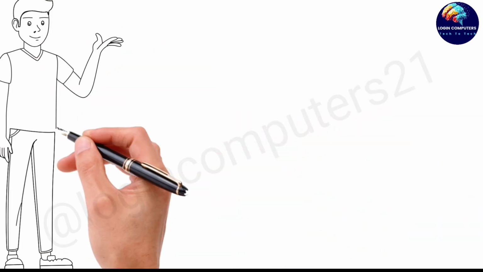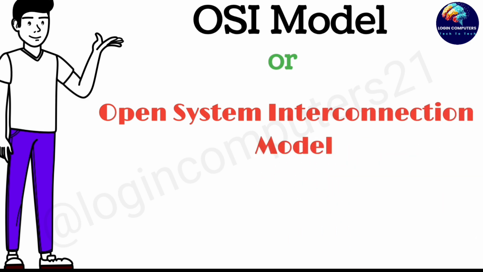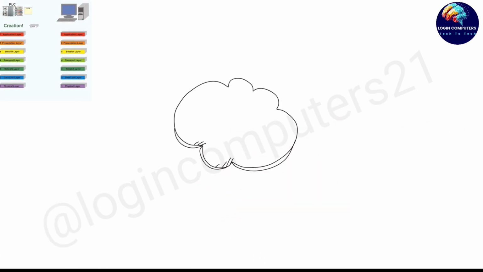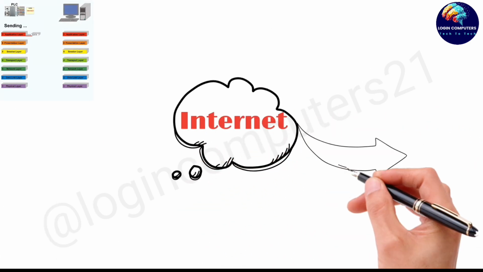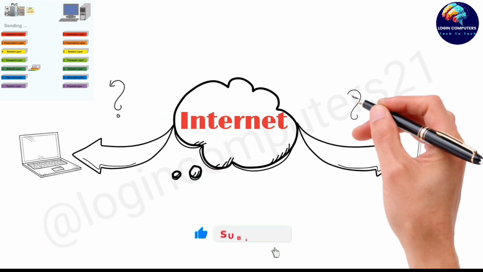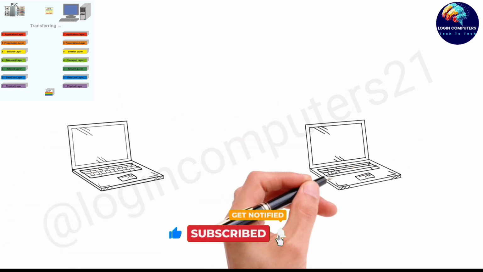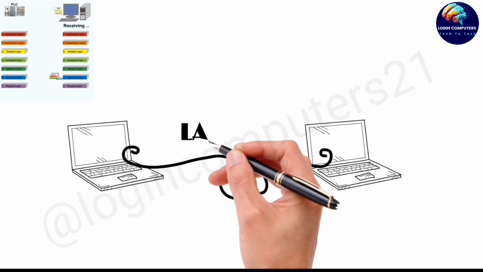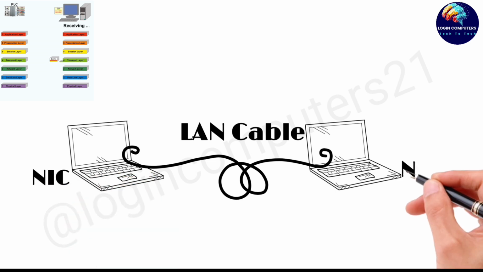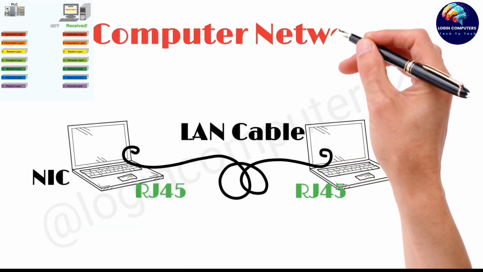Today we are going to learn about the OSI model, or Open System Interconnection Model. So let's start. The OSI model is defined and used to understand how data is transferred from one system to another in a computer network. In the most basic form, two computers connecting to each other with the help of a LAN cable and RJ45 connector, sharing data with the help of a network interface card, forms a network.